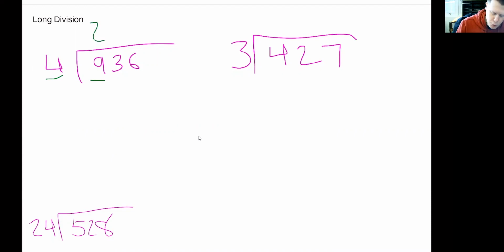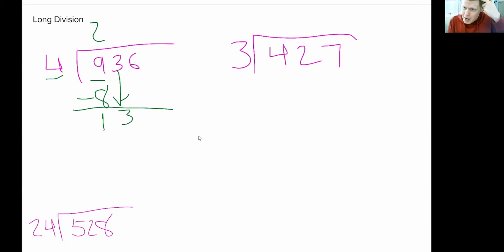So 2 times 4 is 8. So you're going to put that below the 9. And when you're doing division, you're always subtracting. So 9 minus 8 would be 1. And then you bring down the next number that you haven't messed with yet. So now we're in a similar situation. We're looking at this whole thing, so we're looking at 13. How many times would 4 go into 13?